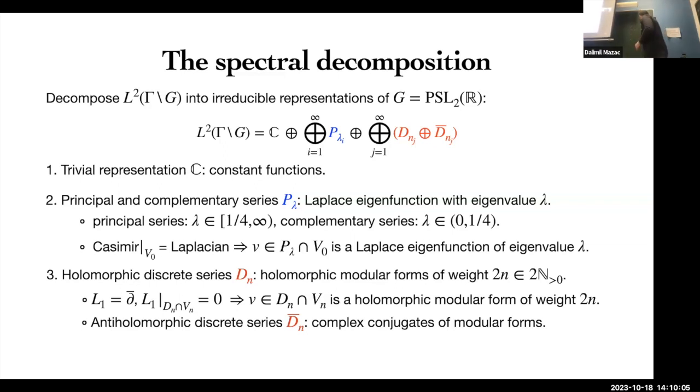Again, the basic reason is that we are not decomposing the space of functions on the surface, but the space of functions on this circle bundle over the surface, which is bigger. So that's why we need other things.